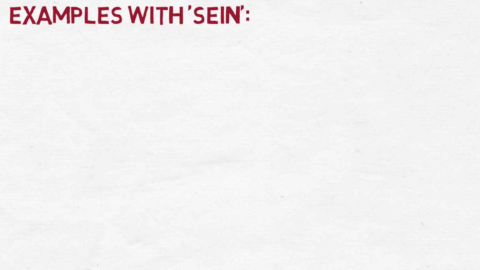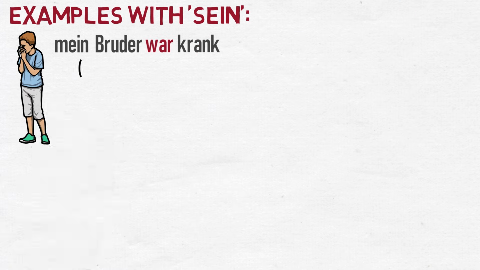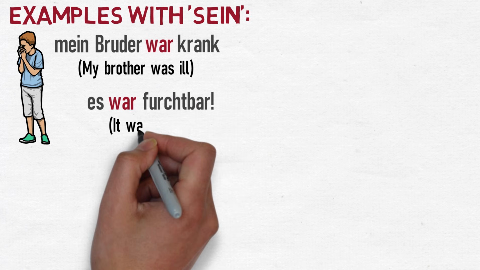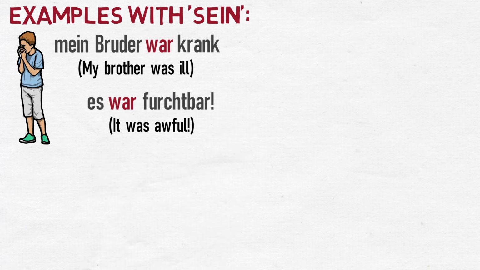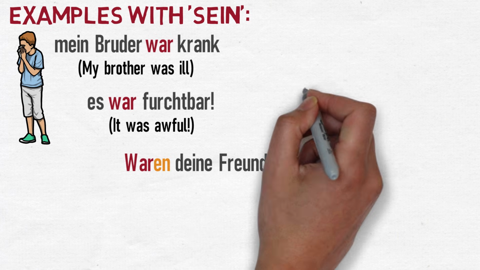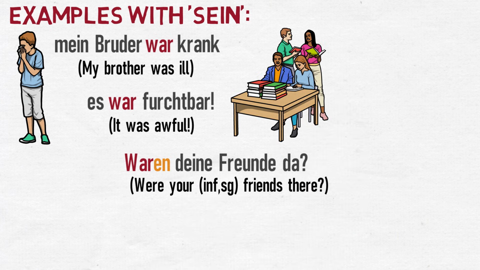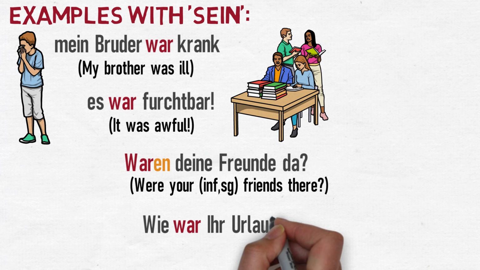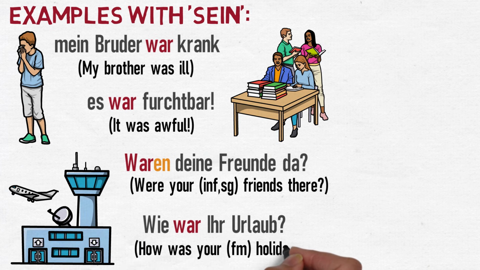Some examples of sein in use are Mein Bruder war krank. My brother was ill. Es war furchtbar. It was awful. Waren deine Freunde da? Were your friends there, in an informal singular sense? Wie war Ihr Urlaub? How was your holiday, in a formal sense?